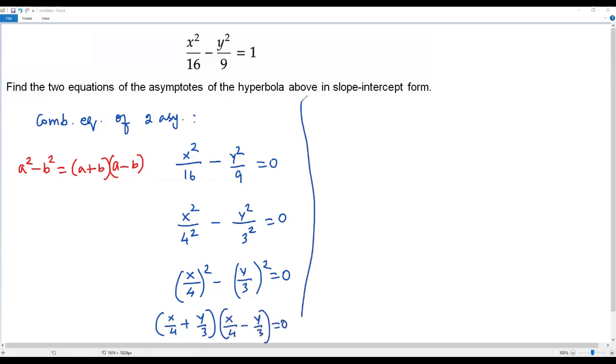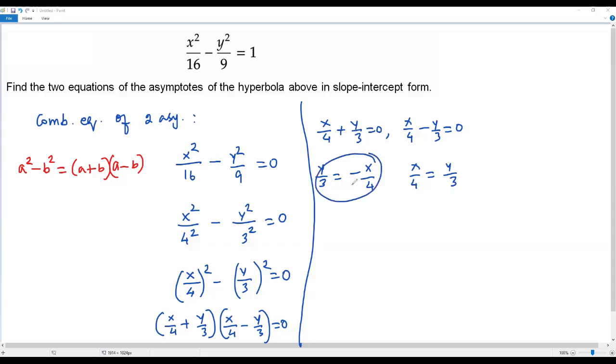Here the product of two factors equals 0. Whenever the product of two quantities equals 0, either the first quantity is 0 or the second quantity is 0. Then I'm getting x over 4 plus y over 3 equals 0, or x over 4 minus y over 3 equals 0. When I subtract x over 4 from both sides of the first equation, I am getting y over 3 equals negative x over 4. And in the other equation, I'm adding y over 3 to both sides. Then I'm getting x over 4 equals y over 3.